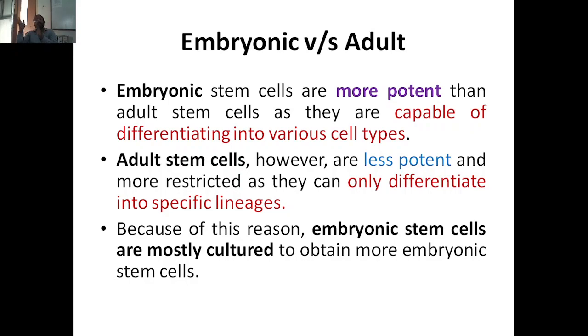That's why we are having embryonic versus adult stem cells. Embryonic stem cells are more potent than the adult stem cells, as they are capable of differentiating into various cell types. Adult stem cells, however, are less potent compared to the embryonic. Less potent means less potential to differentiate, and more restricted, as they can only differentiate into specific lineages. Because of this reason, embryonic stem cells are mostly cultured.